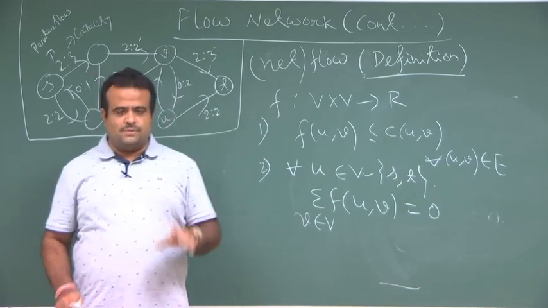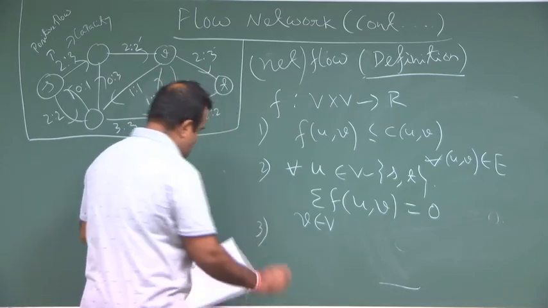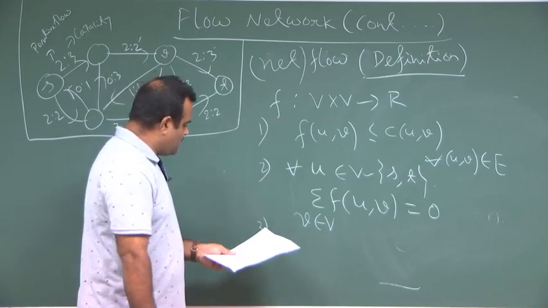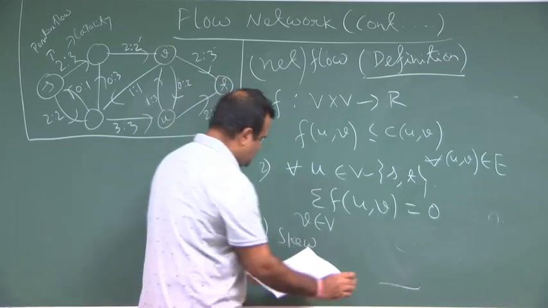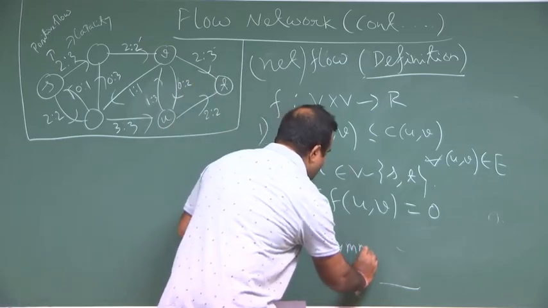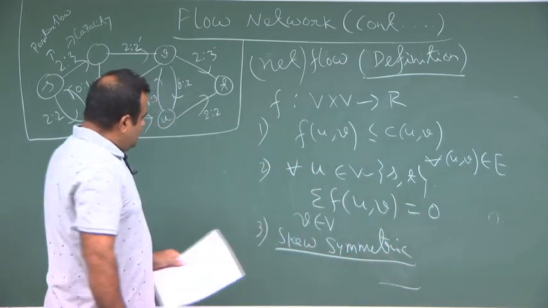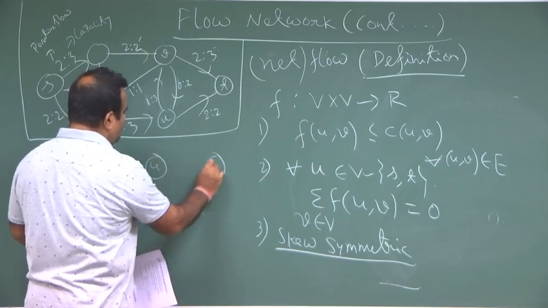We are doing the flow cancellation if there is flow on both sides. So, this is the flow conservation property, and another property is called skew symmetricity. This is the new one, the skew symmetric property. This is telling, suppose there are two vertices u and v.